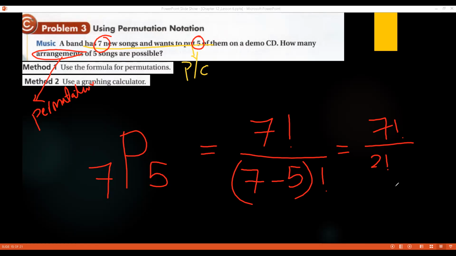Teacher, when we write permutation 7 and 5, they mean I want to choose 5 songs from these 7? Yes. Okay.